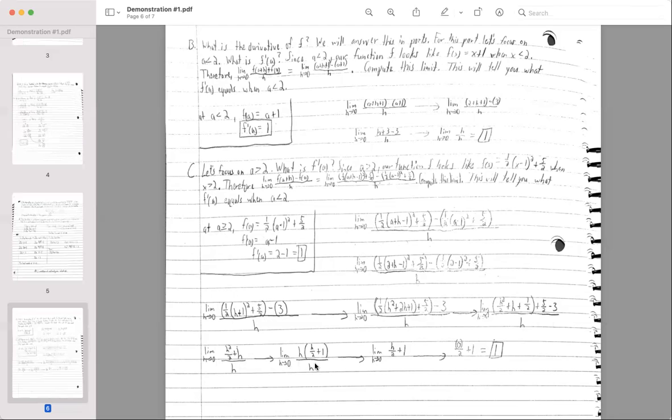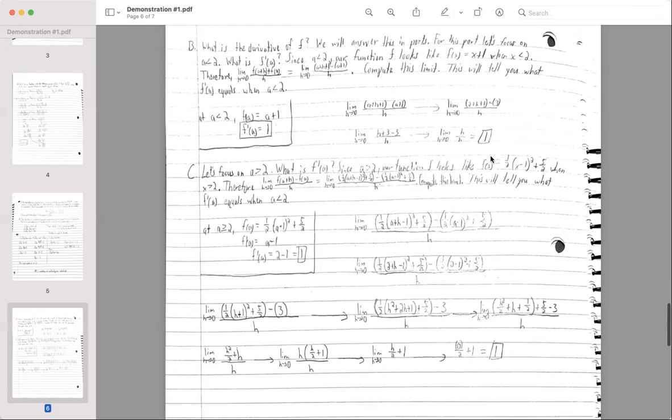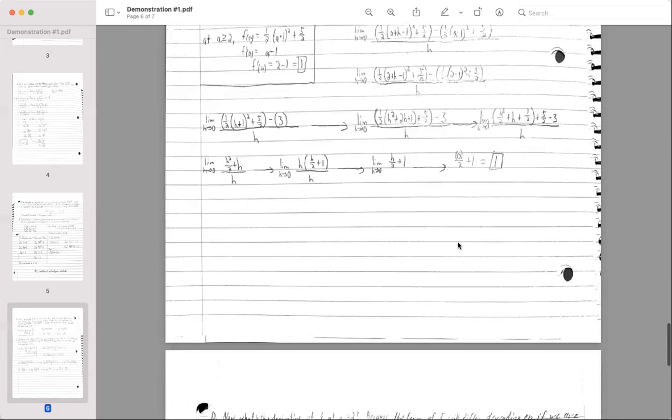So now, breaking this down even more, you can take an h out of the top, and that gives you h times h over 2 plus 1 all over h. You can now cancel out these h's, and now that leaves you with the limit as h approaches 0 of h over 2 plus 1. And now finally, you can plug in 0 here to give you 0 over 2, which just equals 0, plus 1, and that equals 1. So now you notice that the derivative from the left side is 1 and from the right side is 1.